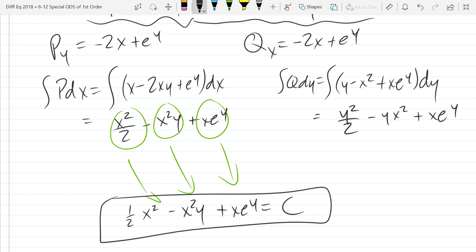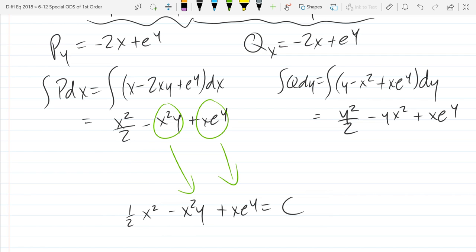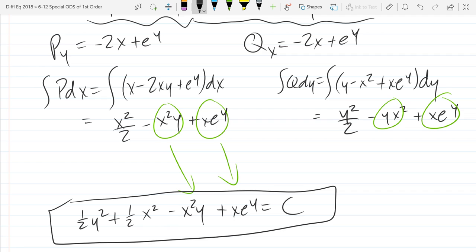Oh, yeah, I totally lied. Absolutely. So let's circle the repeats and not circle the non-repeats. So we got the x squared over 2. Yeah, my brain just saw that as x squared over 2, which obviously would be impossible. So we don't want to double up on the ones I have circled. So we got another 1 half y squared. There we go.